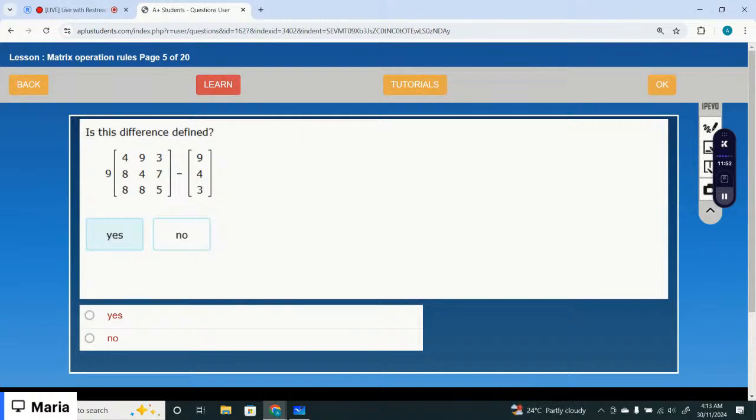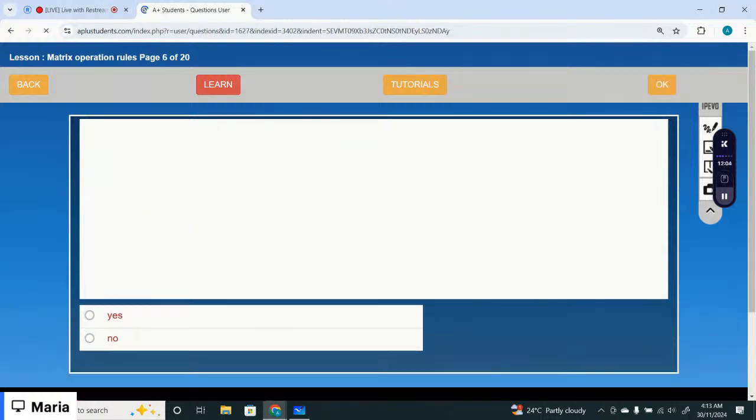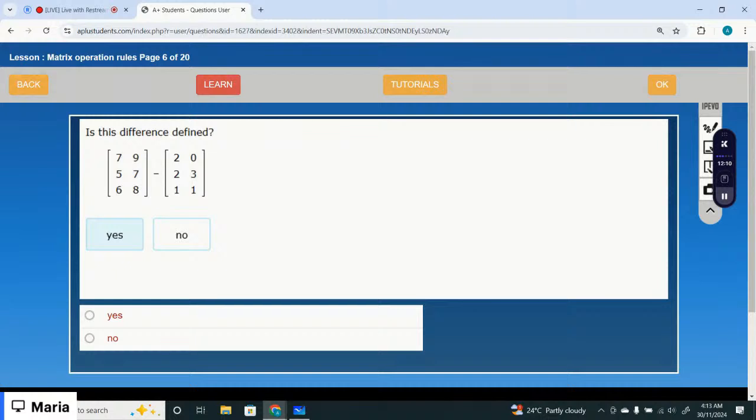Is the difference defined? No, it isn't. When adding or subtracting matrices, they must have the same dimensions. For the given two matrices, they don't have the same dimensions, so no, you cannot. Is the difference defined? Yes, it is, because both the matrices have the same dimensions, so yes, you can. The correct option is yes.